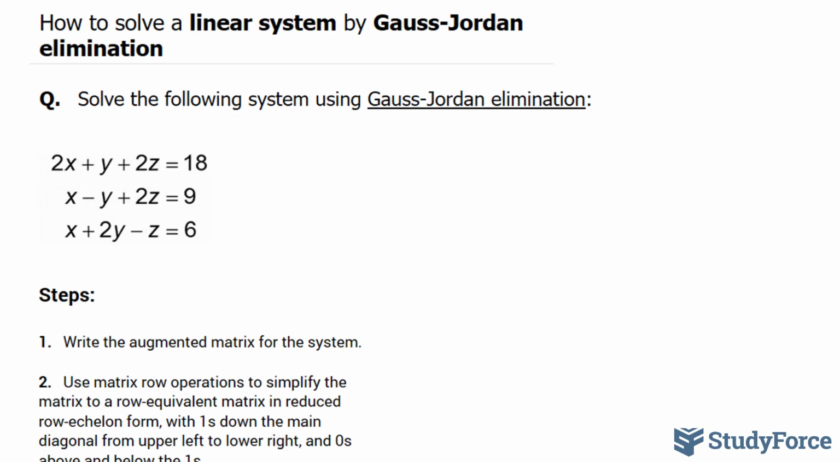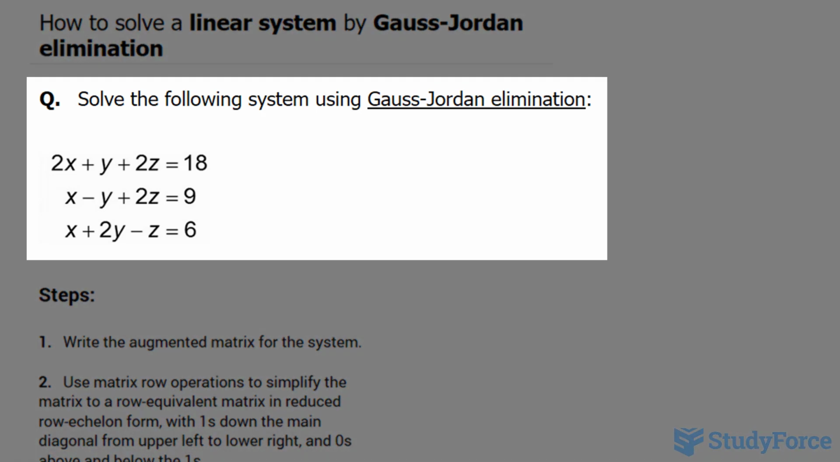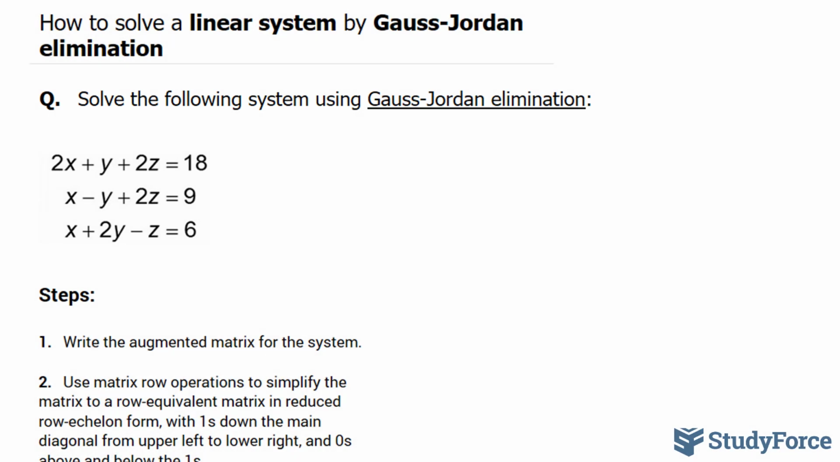In this lesson, I'll show you how to solve a linear system by Gauss-Jordan elimination. The question reads, solve the following system using Gauss-Jordan elimination. As you can see, we have a system of 3 equations and 3 unknowns, x, y, and z.